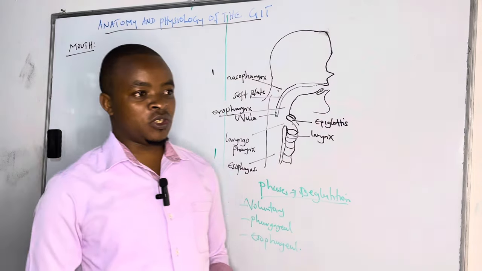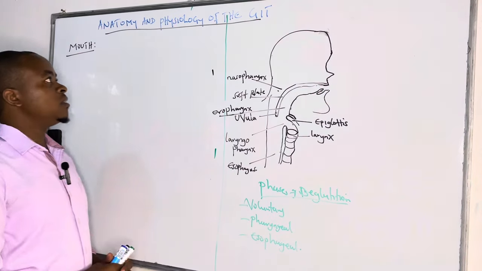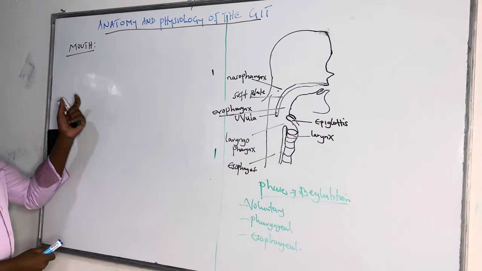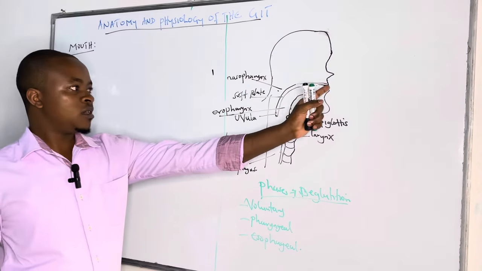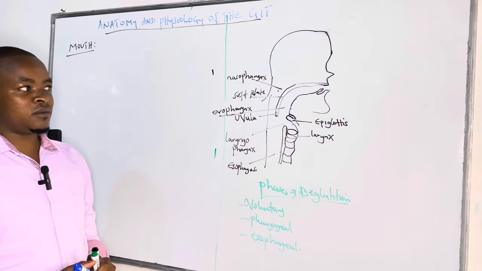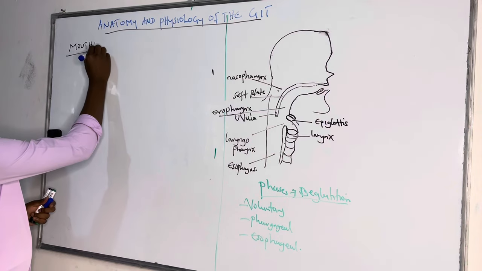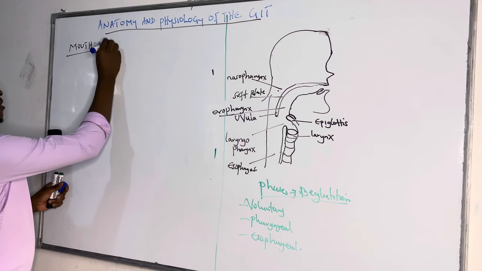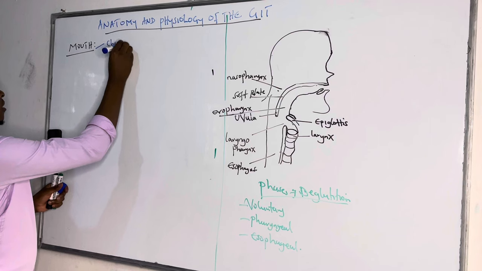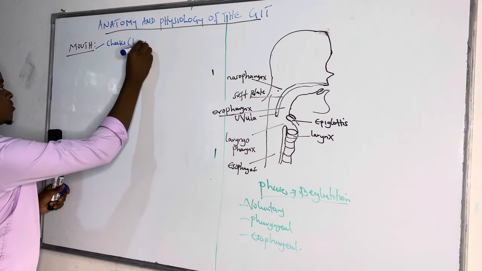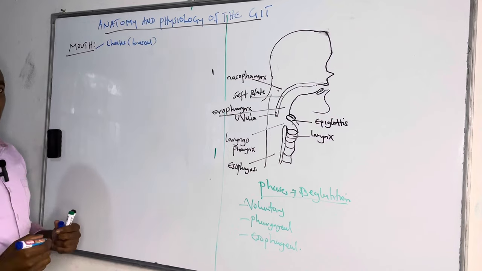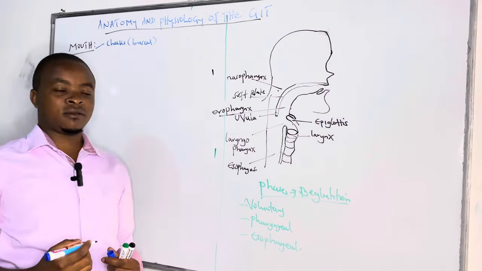In this session we want to talk about the anatomy and physiology of the GIT, or gastrointestinal tract. We want to begin with the mouth, as we know that the mouth is the first part of the GIT, and it contains the cheeks, or you can call them the buccal. That's why we call it a buccal cavity or oral cavity.